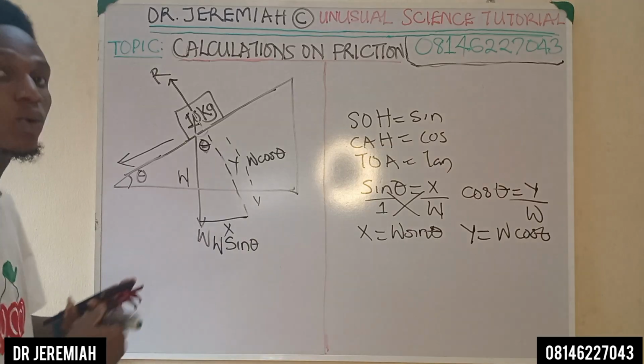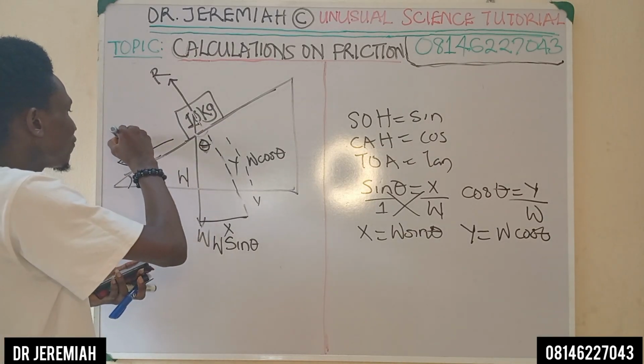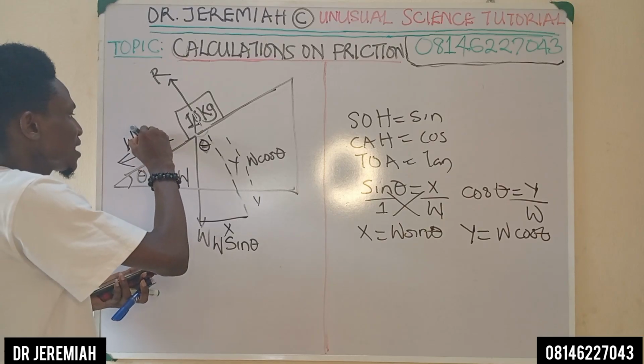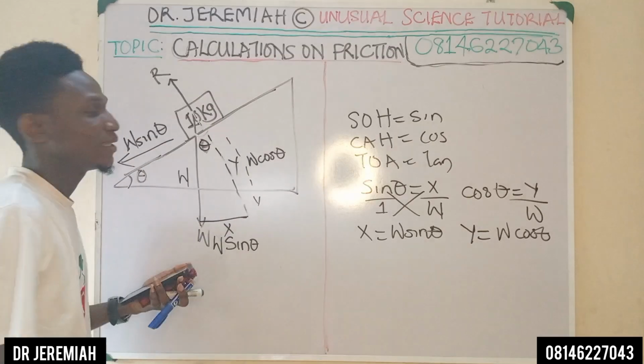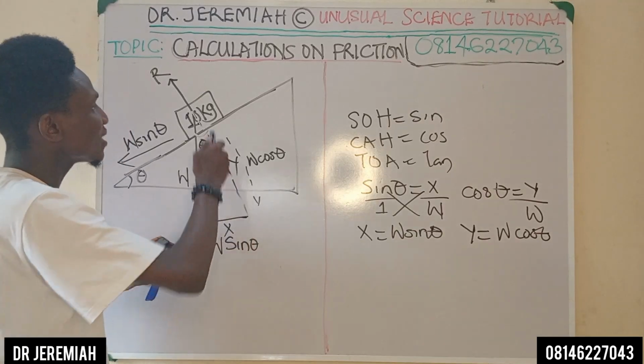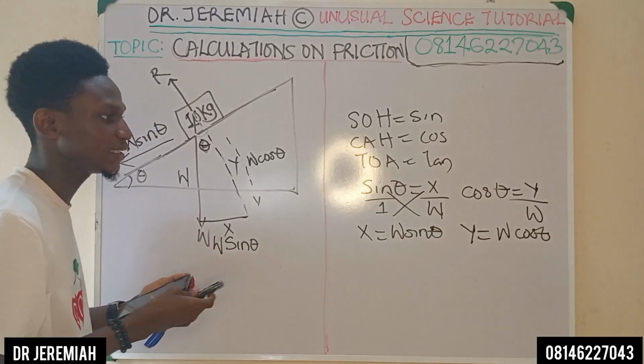What does this tell you? That along the plane or down the plane we have W sine theta. Hope you are following. While across this plane, that's the magnitude of the weight balancing the reaction force, it's W cos theta.